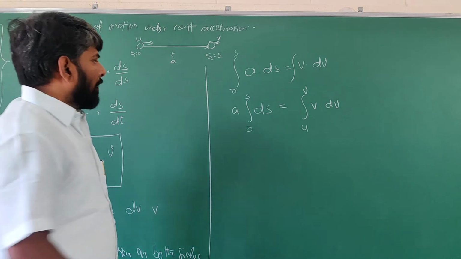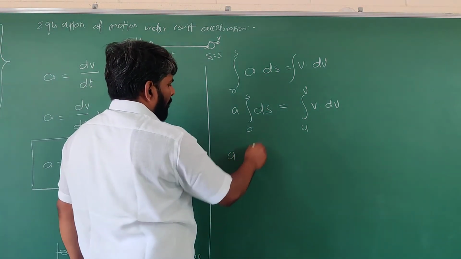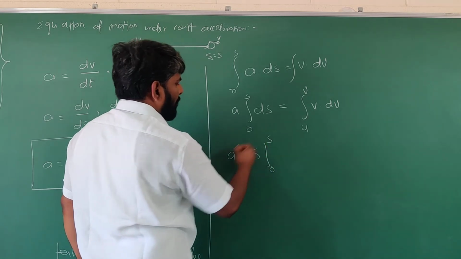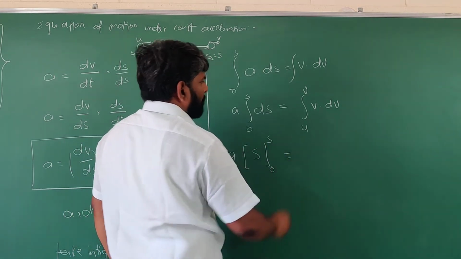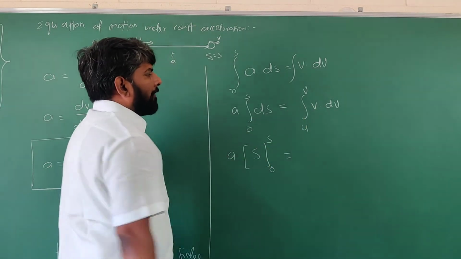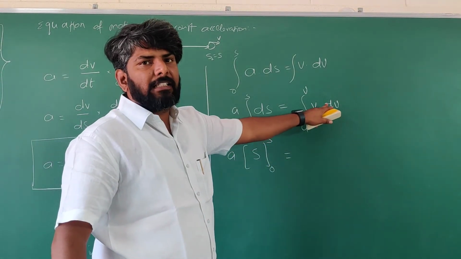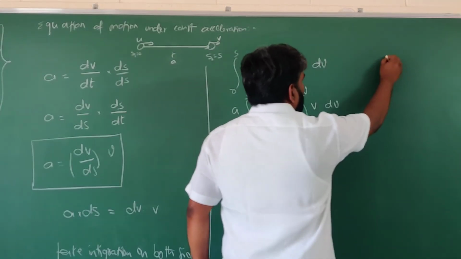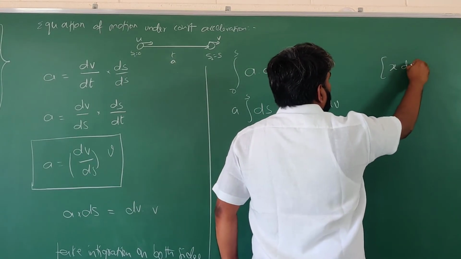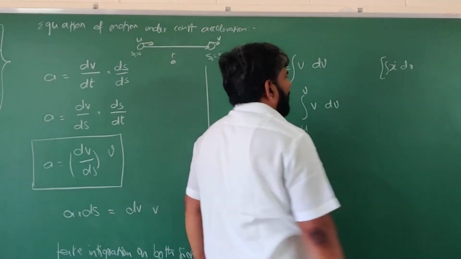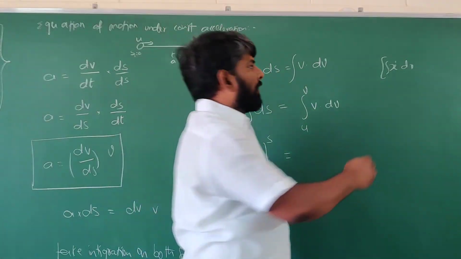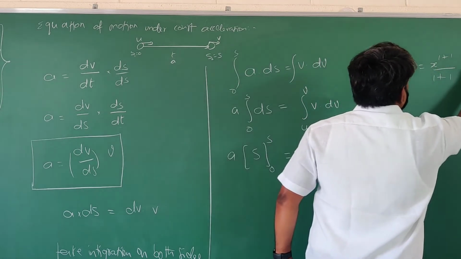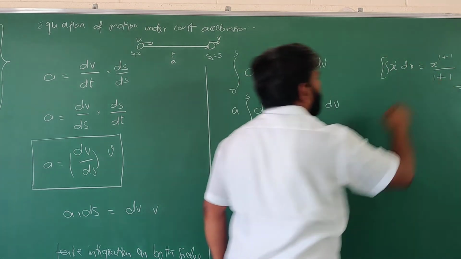Simple. It's over. Now see here, a into integration of ds with limits 0 to s is equal to integration of v dv. Integration of v dv is like integration of x dx. Previously I told you, integration of x dx: you can take x power 1, and x power 1 into dx means x power 1 plus 1 by 1 plus 1. That means x square by 2. Previously we know this.